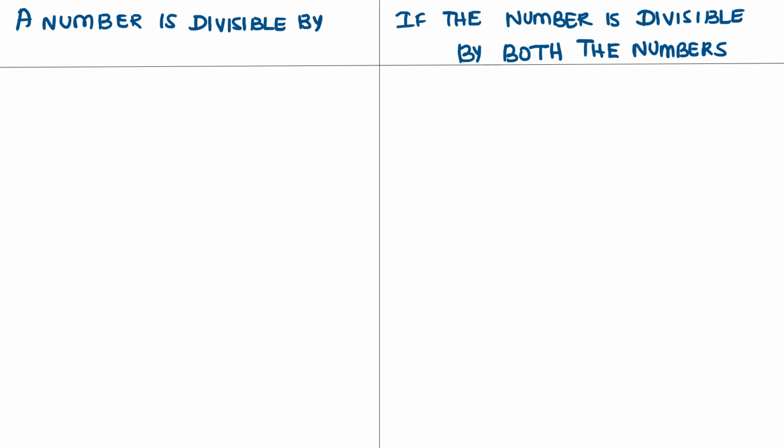Next, we will move on to the divisibility rule of 15. It should be divisible by both 3 as well as 5. Let's take an example of 18,030. Now it is very easy to make a conclusion. It's ending with 0, therefore it is divisible by 5.